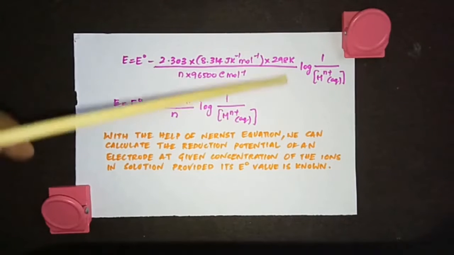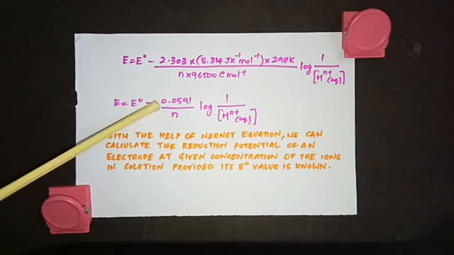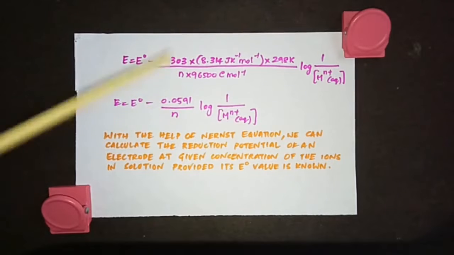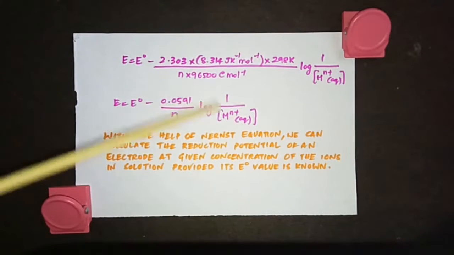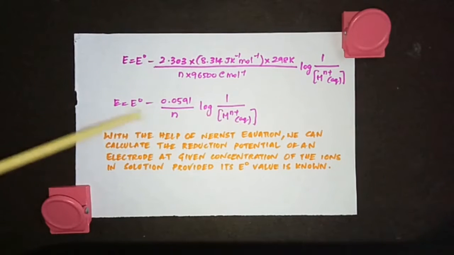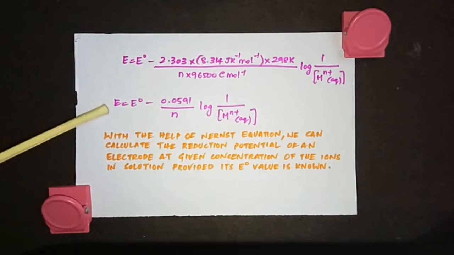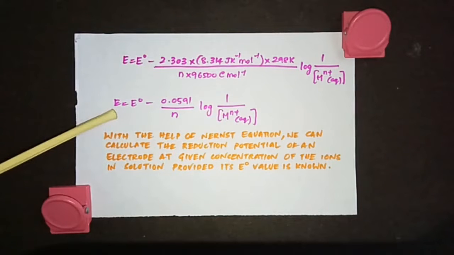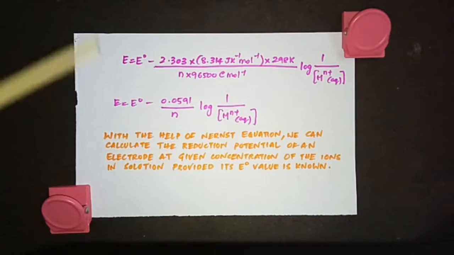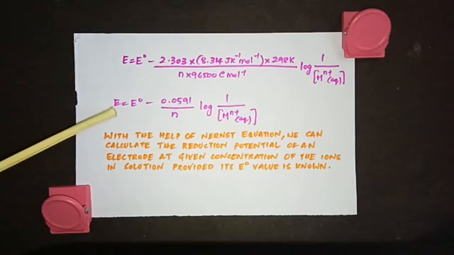If you calculate this, you will get 0.0591 divided by n, times log of the same value. So this is the Nernst equation to calculate the EMF of the cell when the concentration is not 1 molar. Other than 1 molar, the concentration can be anything. So what is E?